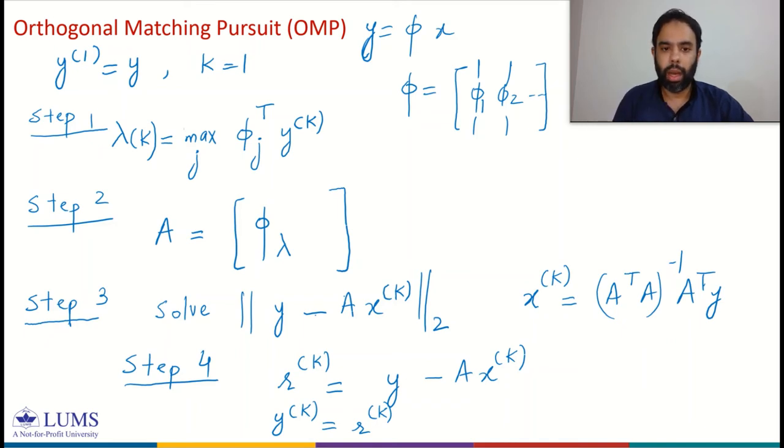And once we have that contribution, we use it to determine the residual, and we keep on doing this until the residual goes to zero or the algorithm converges. So that's how OMP works and gives you the solution that enforces sparsity.